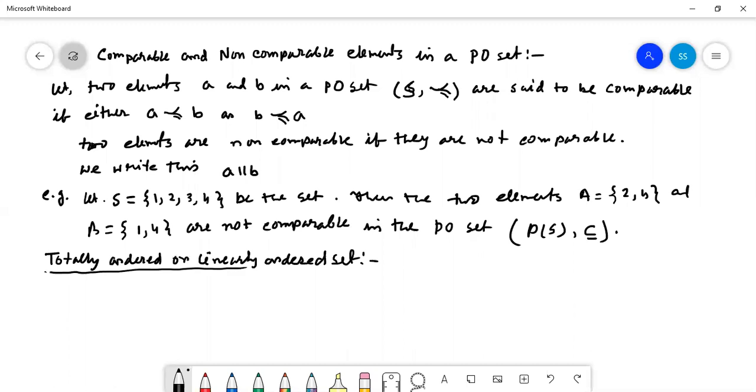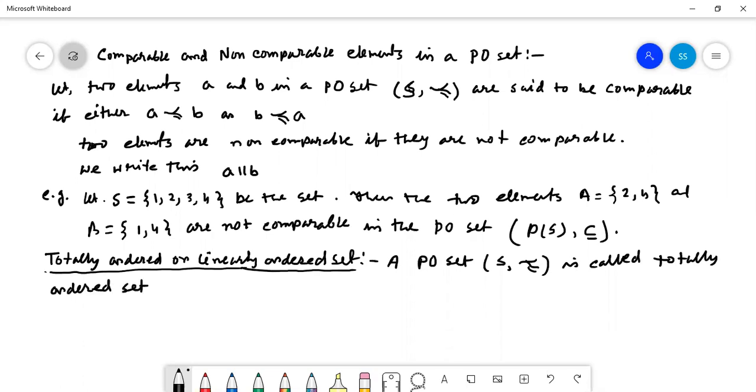Totally ordered or linearly ordered. A POSET, this is called a totally ordered set if every pair of elements in A is comparable. Every pair of the set is comparable.